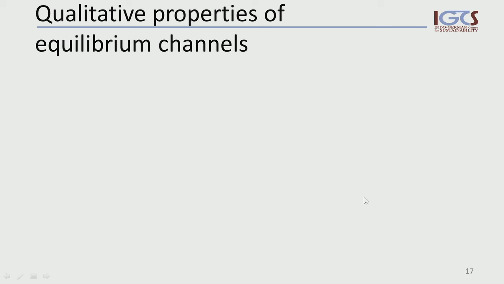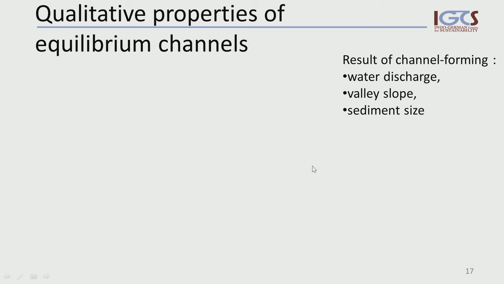Let's look into the qualitative properties of these equilibrium channels. And let's recap that the channels are formed as a result of the water discharge, the amount of water, the valley slope, and sediment sizes.